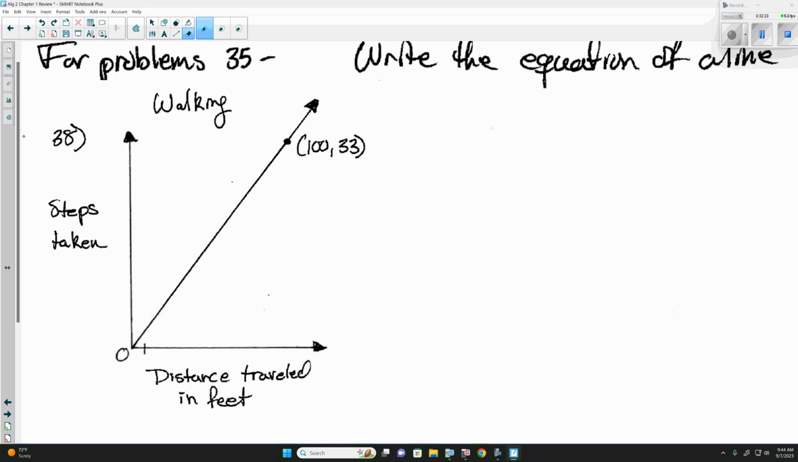Now, for 35 through, well, the last 3 problems, there's 2 parts on the test that you need to find. One is the slope, and second part is the equation of the line. You do not have to interpret the slope or describe it. Find the slope, find the equation. So our slope formula is y2 minus y1 over x2 minus x1. It did give us a second point on this, the origin, 0, 0. Now for this here, our 2 y values are 33 and 0.